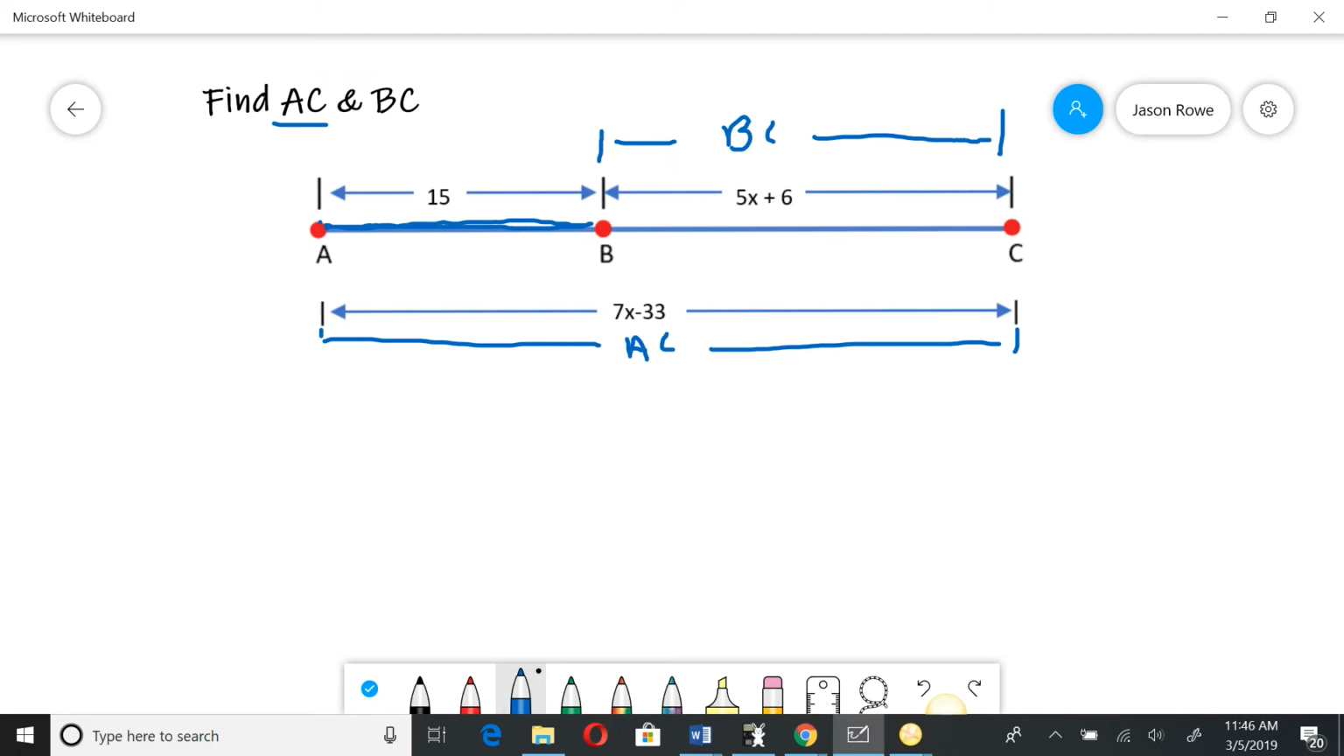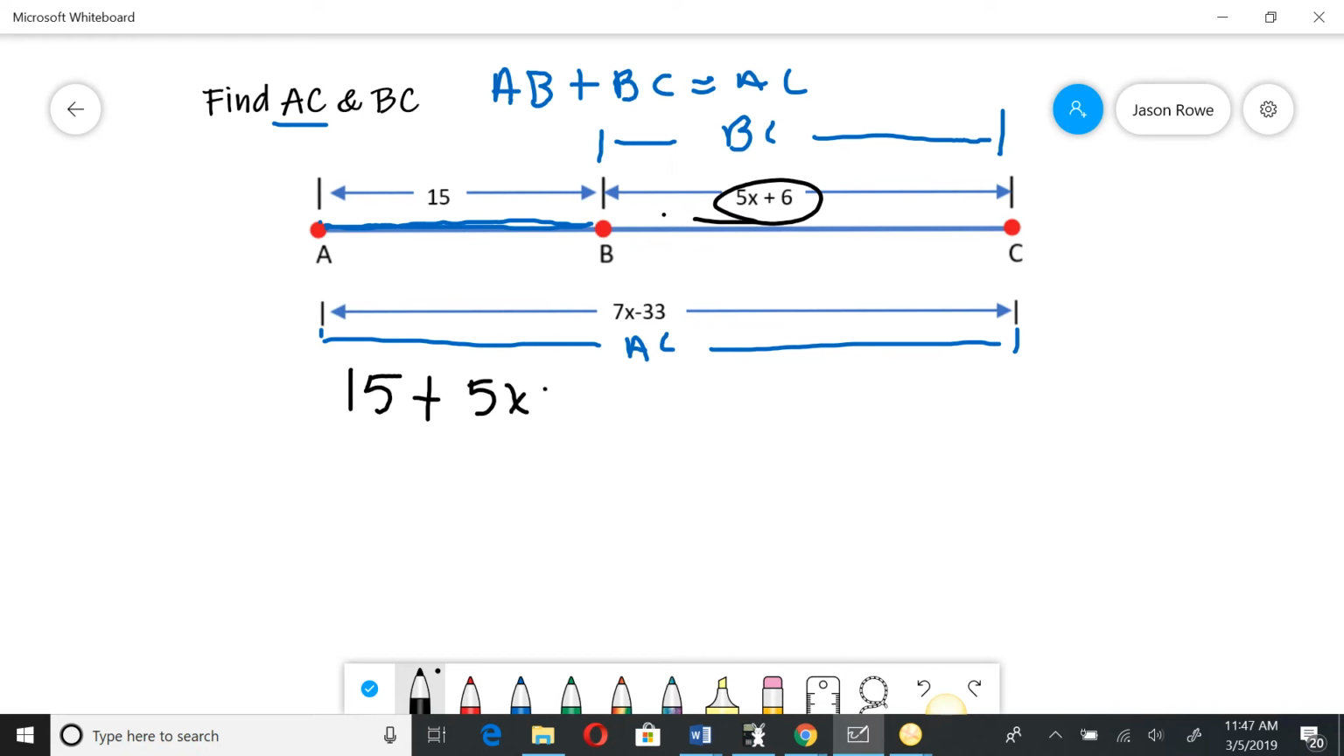Well, I know I have to find AB plus BC, and that has to equal AC. Now, you use the letters that you're given in the problem. So here is my equation. My equation is going to be 15 plus 5x plus 6. And then that's going to equal 7x minus 33.